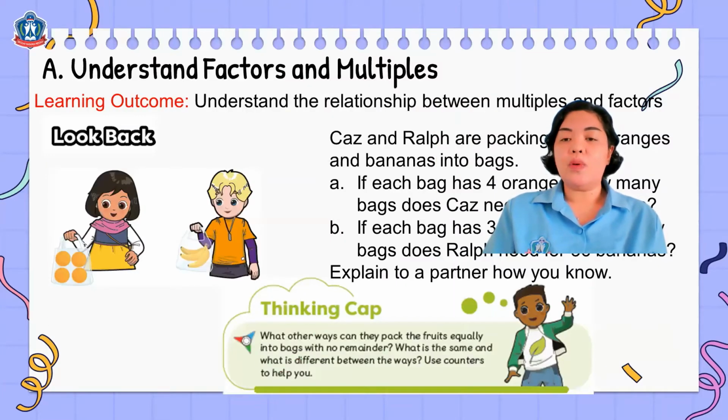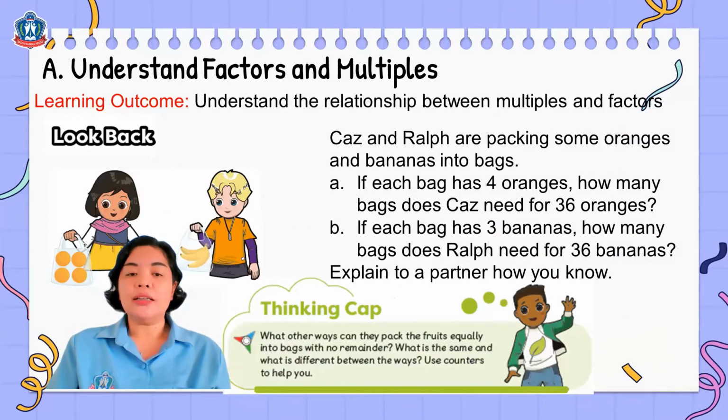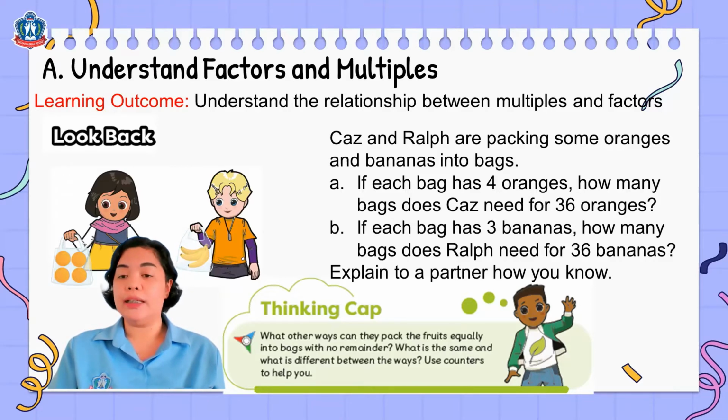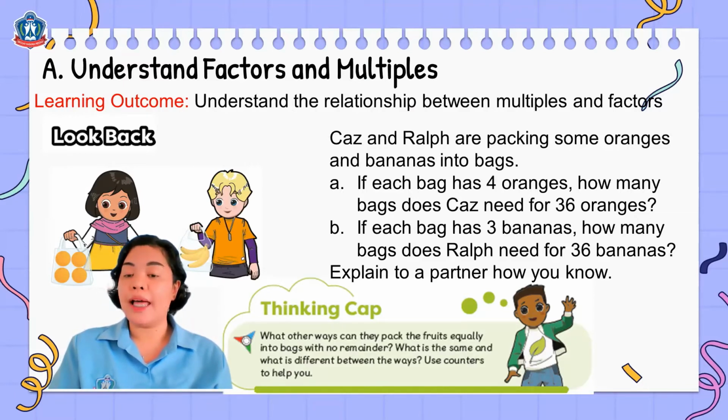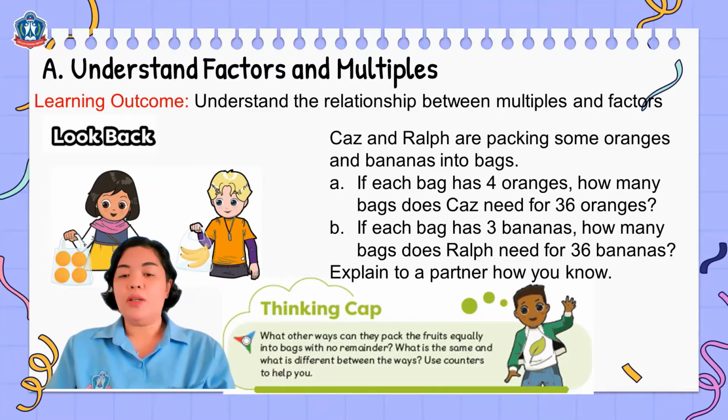Okay, let's start. Lesson 1 or lesson A is to understand the factors and multiples. So the learning outcome of this lesson is to understand the relationship between multiples and factors. Take a look here. Kaz and Ralph are packing some oranges and bananas into bags. If each bag has 4 oranges, how many bags does Kaz need for 36 oranges? Or, if each bag has 3 bananas, how many bags does Ralph need for 36 bananas? Do you know the answer? Can you find the number of bags that they need so they can arrange the oranges and bananas inside the bags? If you know the answer, please share that during our class.